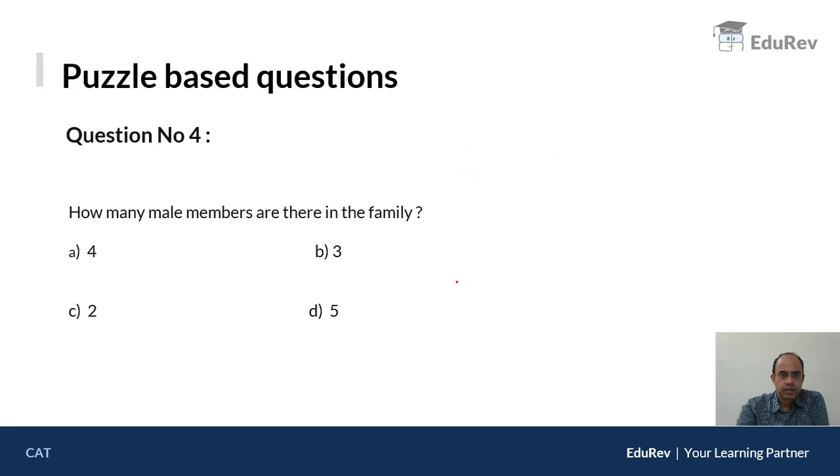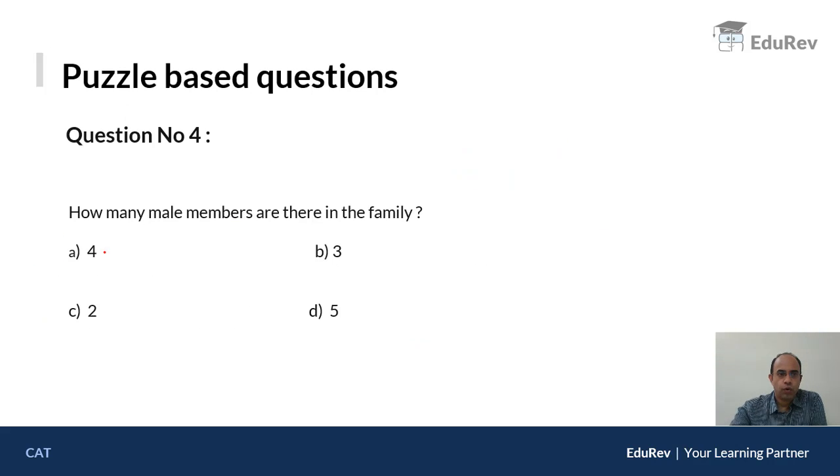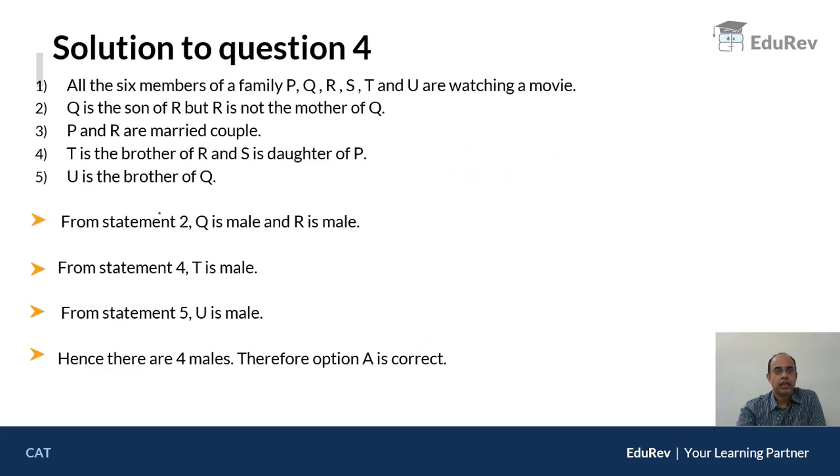Fine. Now, fourth question. How many male members are there in the family? Now, let us move back. How many male members are there in the family? Since we know the gender of all the members here, T is male, R is male, U is male, and Q are male. These four are male because they are positive sign, and P and S are female because they are negative sign. So therefore we can say for certainty that there are four male.